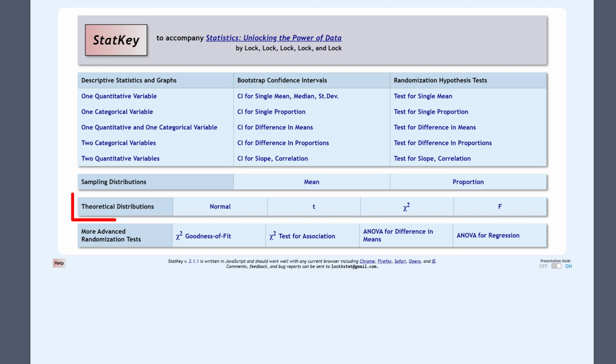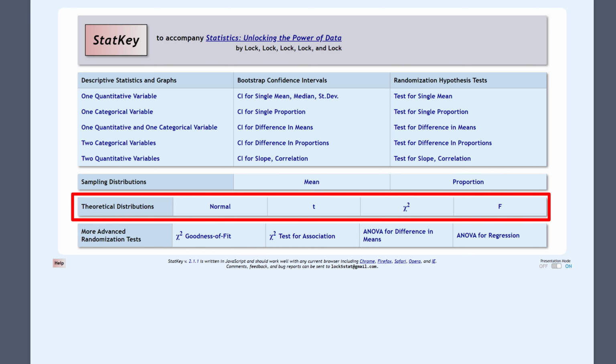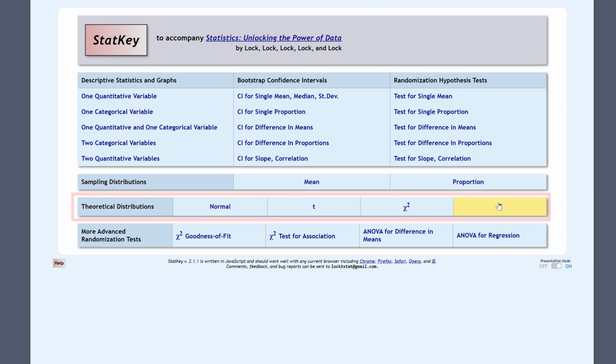StatKey can be used to make a number of frequently used statistical distributions. We've already seen the normal distribution, that's the Z distribution, and we've seen the T distribution. For analysis of variance tests, we use the F distribution.